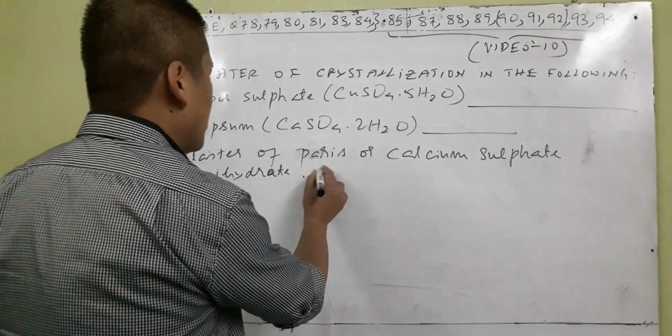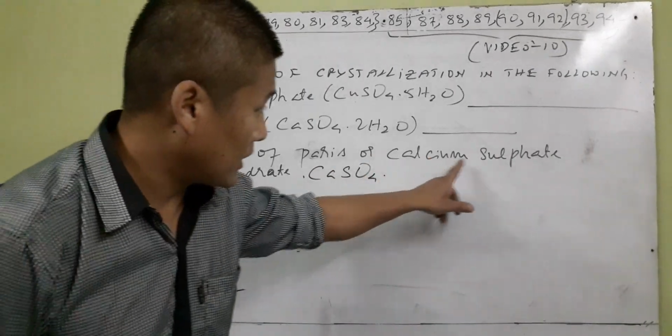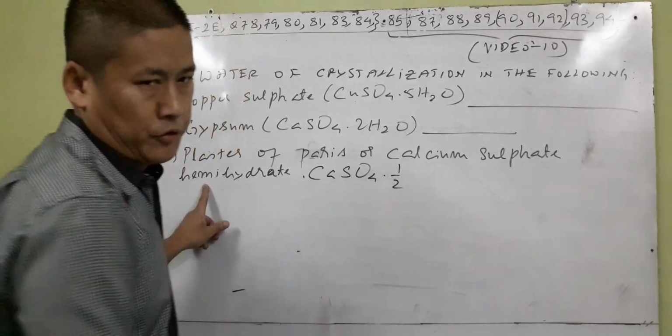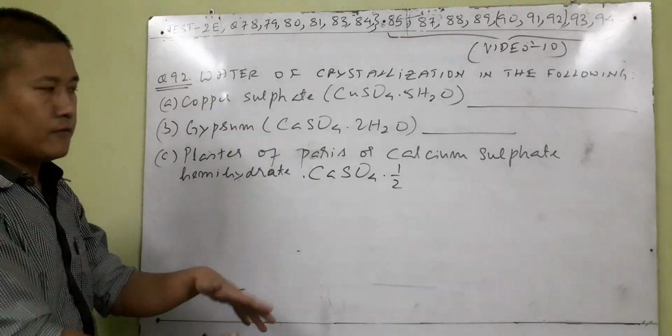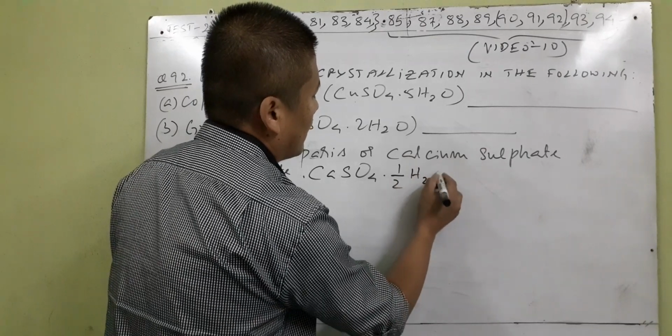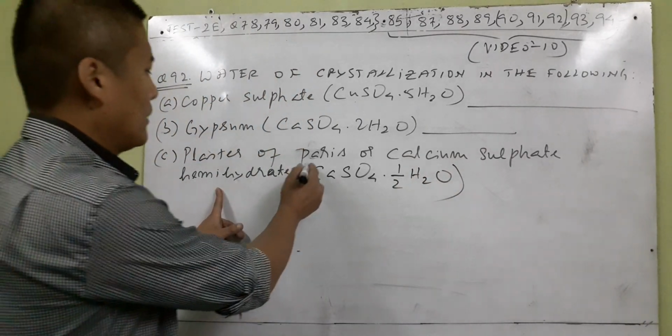The formula is this one. From the name itself we can get it. Calcium sulfate means Ca2+ and sulfate, SO4 2-. The word hemi means half. You know in geography also, northern hemisphere means half of Earth, southern hemisphere. So hemi means half. Hydrate means water. So very easy. Once you know the calcium sulfate hemihydrate, you can make this formula yourself.